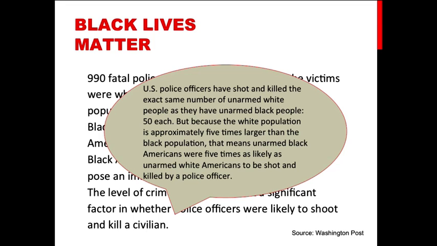And finally, US police officers shot and killed the exact same number of unarmed white people as they have unarmed Black people, and this is from 2016. That's 50 each. But because the white population is approximately 5 times larger than the Black population, that means unarmed Black Americans were 5 times as likely as unarmed white Americans to be shot and killed by a police officer.